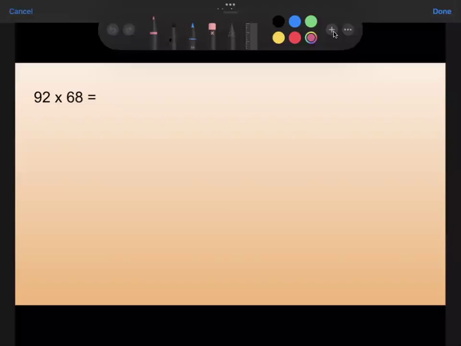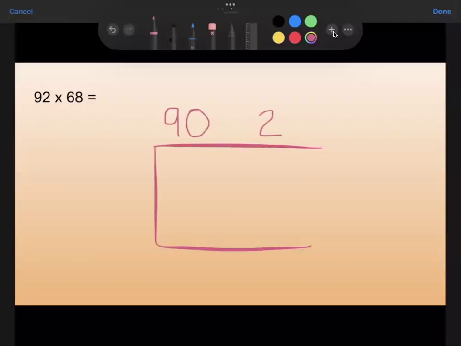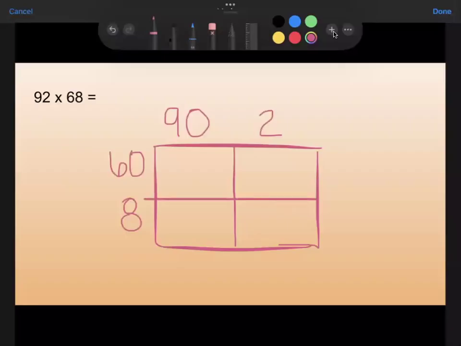Okay, here is our final example for today's video. We're going to be multiplying 92 times 68. I'll show you again using the box or area method, which means I'm going to split up both of these numbers into their place values. So I'm going to split up 92 into 90 and 2. Then I'm going to draw a box under it and put the two columns. I'm going to split up 68 to 60 and 8. And then I'm going to give them 2 rows.